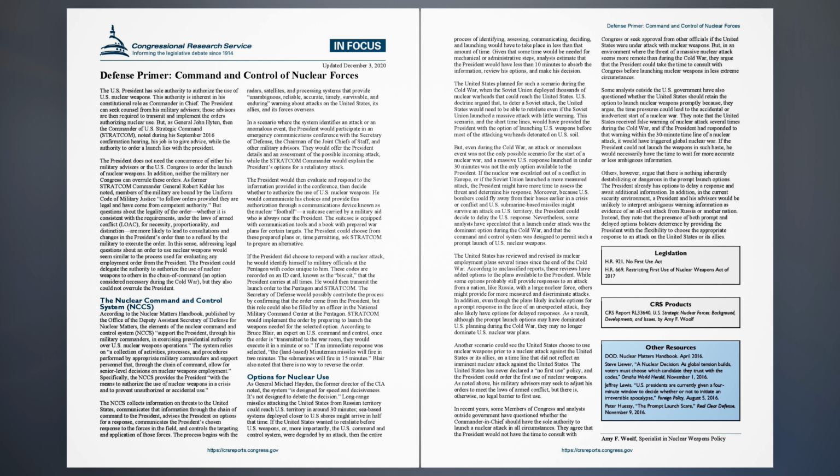The President does not need the concurrence of either his military advisors or the U.S. Congress to order the launch of nuclear weapons. In addition, neither the military nor Congress can overrule these orders. As former STRATCOM Commander General Robert Kehler has noted, members of the military are bound by the Uniform Code of Military Justice to follow orders provided they are legal and have come from competent authority.